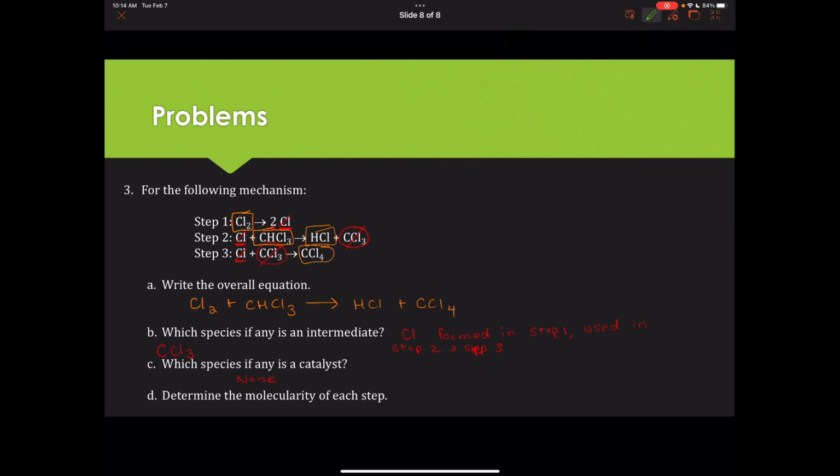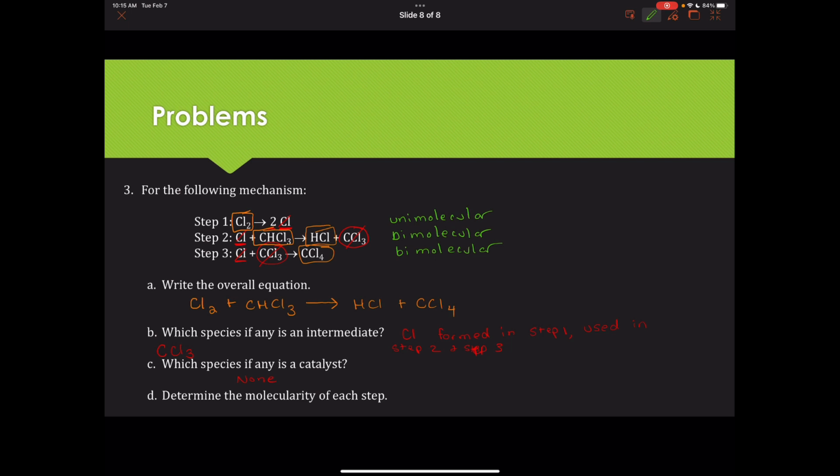So going through and determining our molecularity. Step 1, I've got Cl2. It's not interacting with anything else. It's simply breaking apart. That is a unimolecular step. Because it's just one molecule of Cl2 breaking apart into those chlorine atoms. Step 2, I've got chlorine atom plus CHCl3. I've got two things interacting. That is bimolecular. Step 3, chlorine plus CCl3, two things interacting. That is bimolecular.